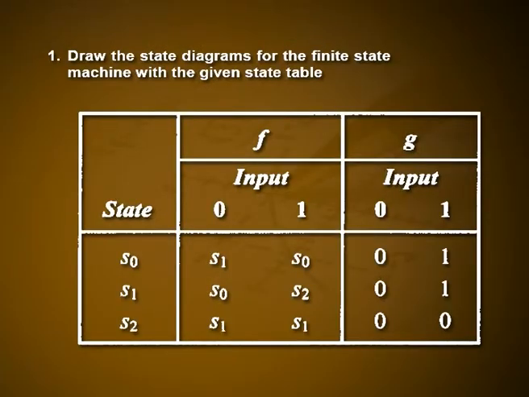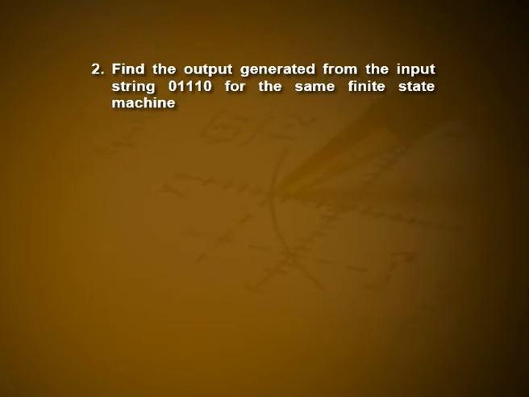Here are some exercise problems based on the topics discussed. First one, draw the state diagrams for the finite state machine with the given state table. See the table, we have the states S0, S1, S2 and functions f and g and the corresponding input and output. Second one, find the output generated from the input string 0, 1, 1, 1, 0 for the same finite state machine in problem 1.